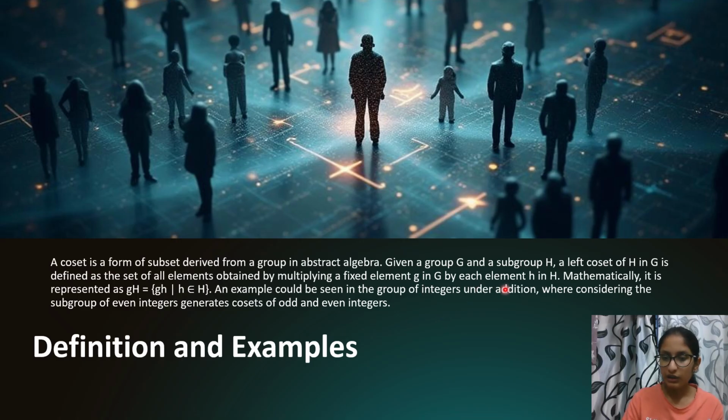Given a group G and subgroup H, the left coset of H in G is defined as the set of all elements obtained by multiplying a fixed element in G with the elements of H. Mathematically, it can be written as shown here: gH is equal to {gh, where h belongs to H}.